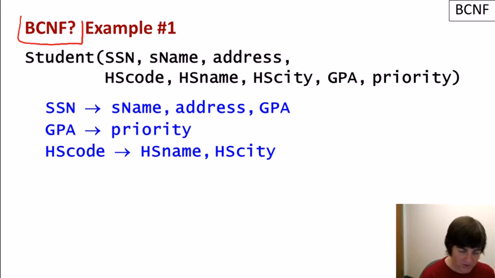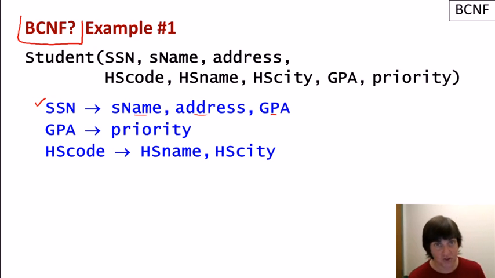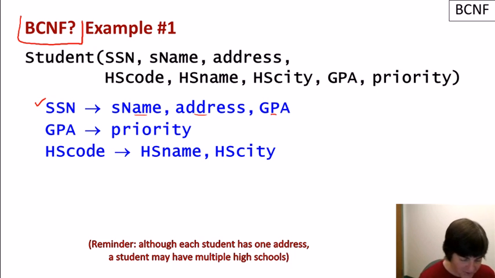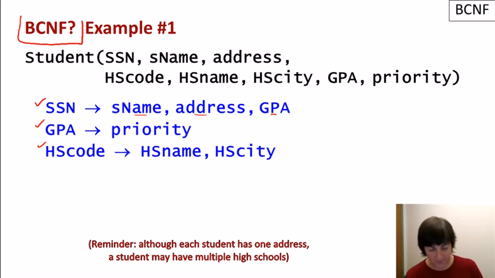So here we have our student relation, and this is a set of functional dependencies we had in earlier examples where the social security number is determining the name, address, and GPA. That means if there's two tuples with the same social security number, they will have the same name, address, and GPA. So that's the same student, and they only live in one place. The GPA determines the priority, so any two students with the same GPA will have the same priority. And finally, the high school code determines the high school name and city, so the high school code is a unique identifier for a particular high school in a city.